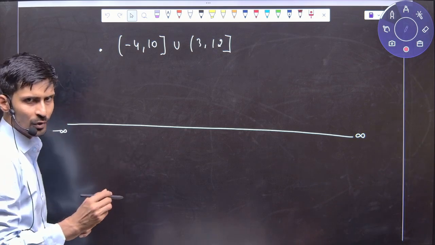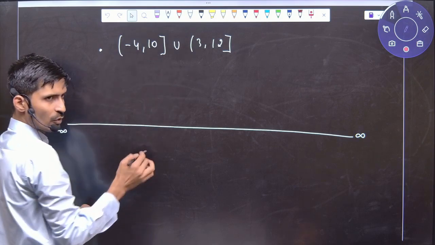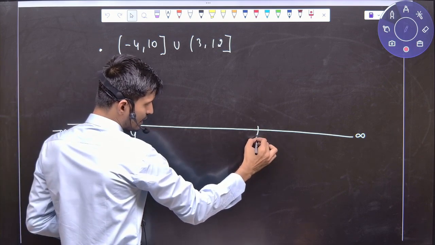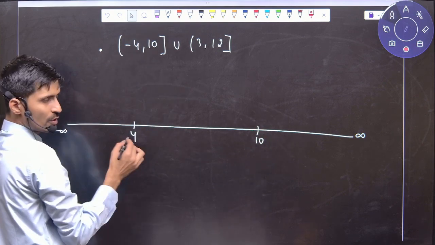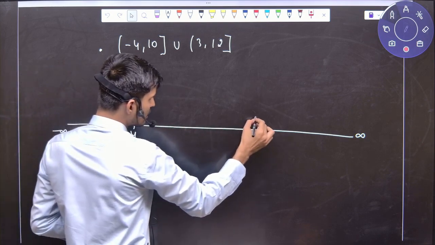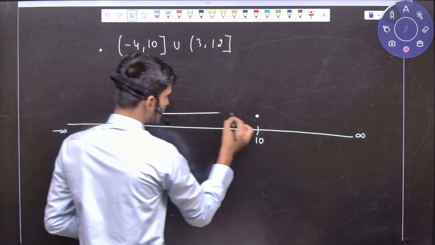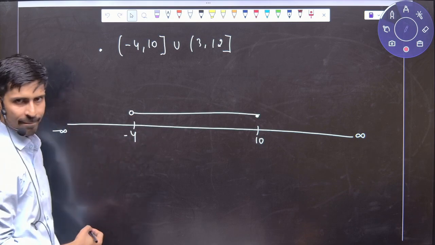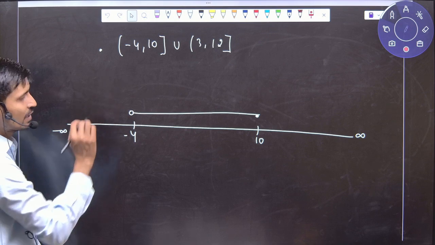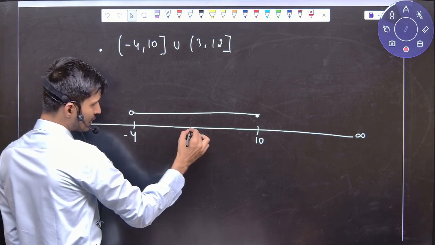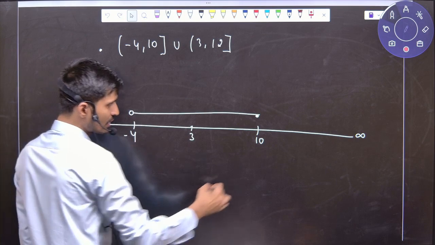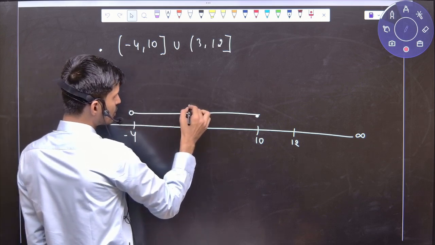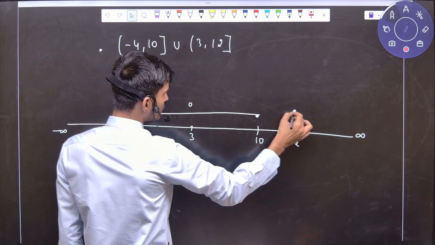So first of all, minus 4 to 10 I am going to represent. I will take minus 4 and I will take here 10, and minus 4 is an open bracket, 10 is a close bracket. First I represented this. Next is 3 to 12. So here I will write 3, and then I will write 12. 3 is open, 12 is close.